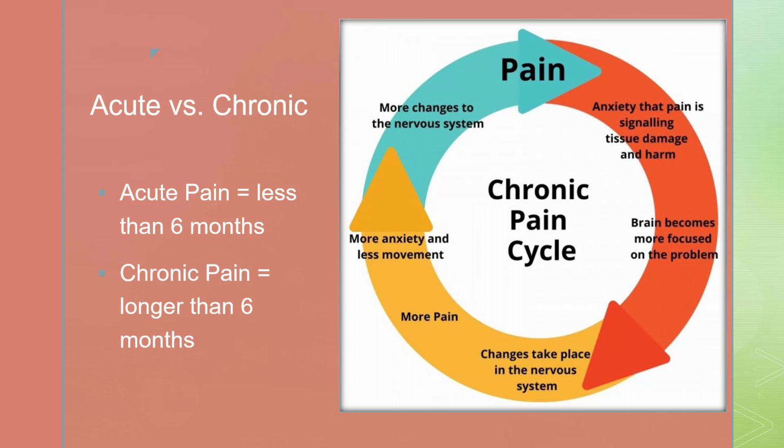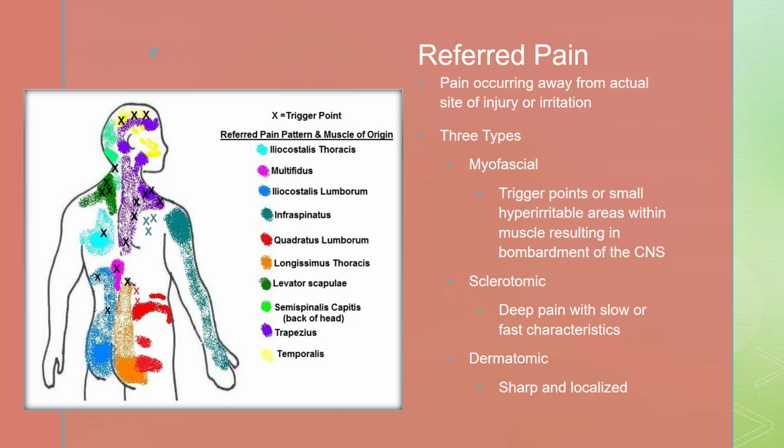Acute versus chronic pain. Acute pain lasts less than 6 months. Chronic pain lasts longer than 6 months. Chronic pain is typically classified by the International Association for the Study of Pain as pain that continues beyond the normal healing time. Referred pain is pain that occurs away from the actual site of injury or irritation. This is known as referred pain.